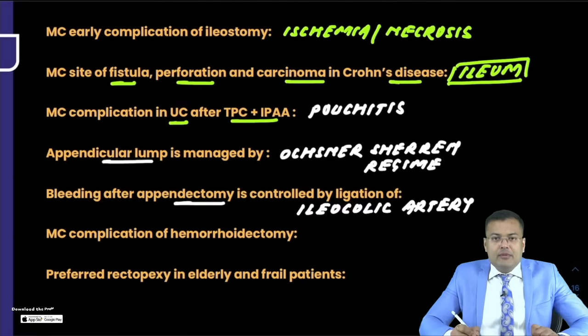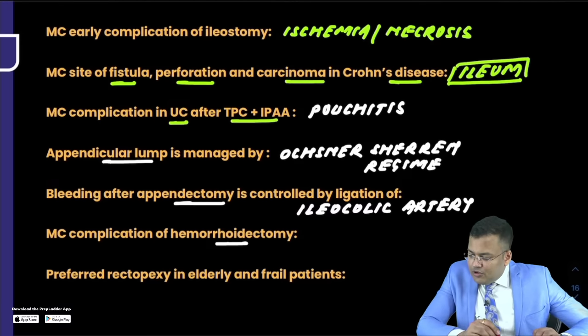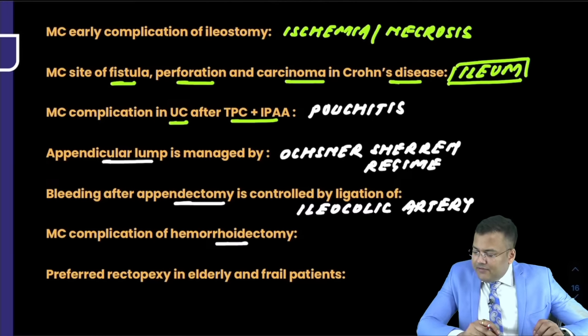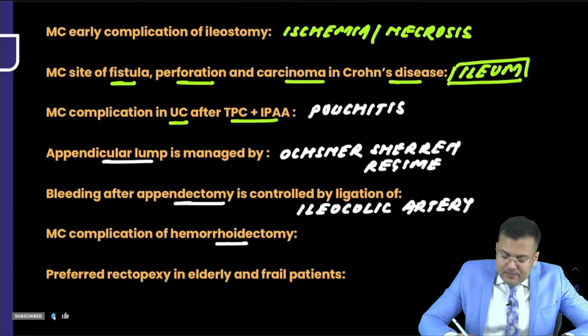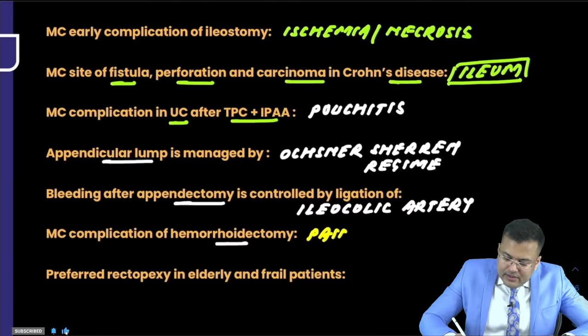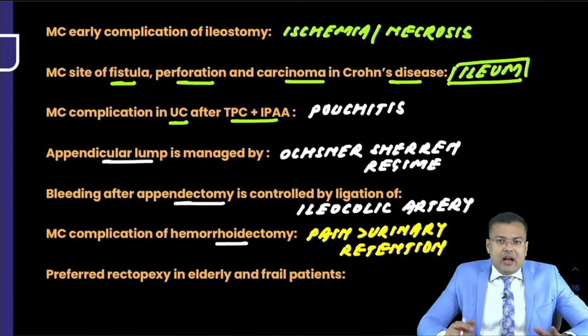Next, most common complication of hemorrhoidectomy. After hemorrhoidectomy, what is the most common complication? Very good. Yes, it is pain followed by urinary retention. So what is the complication? This is pain followed by urinary retention. Most common complication after hemorrhoidectomy.